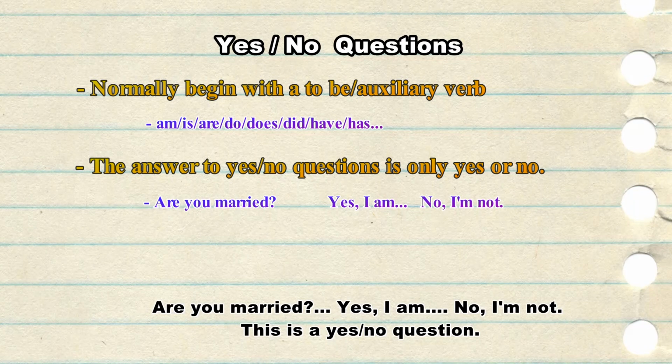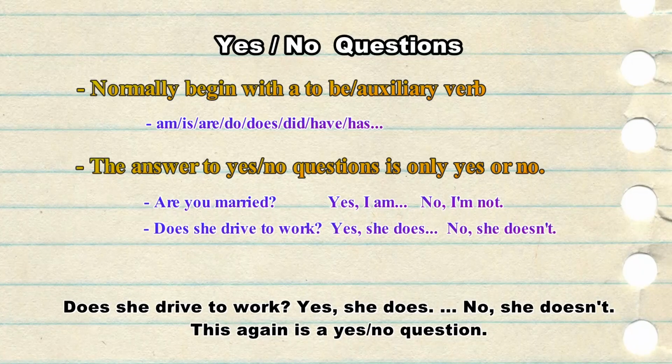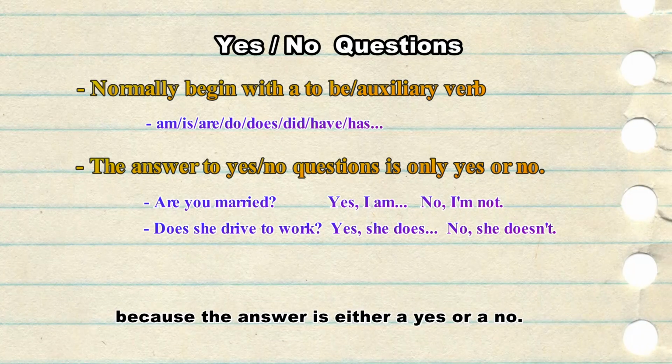Yes, I am, or no, I'm not. So this is a yes/no question. Another example. Does she drive to work? Yes, she does, or no, she doesn't. So this again is a yes/no question because the answer is either a yes or a no.